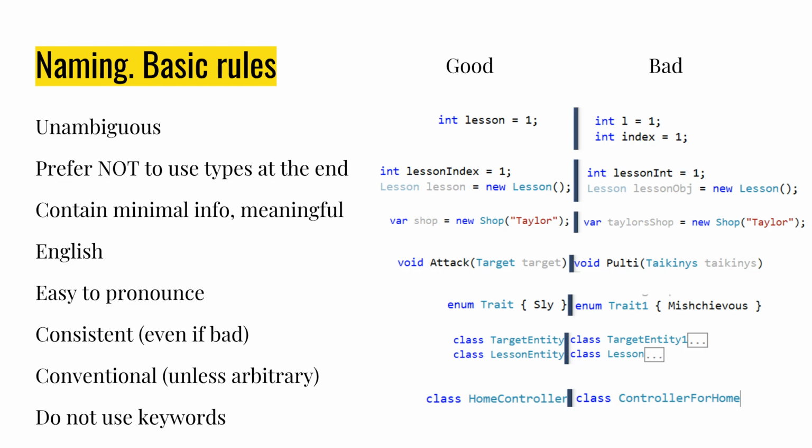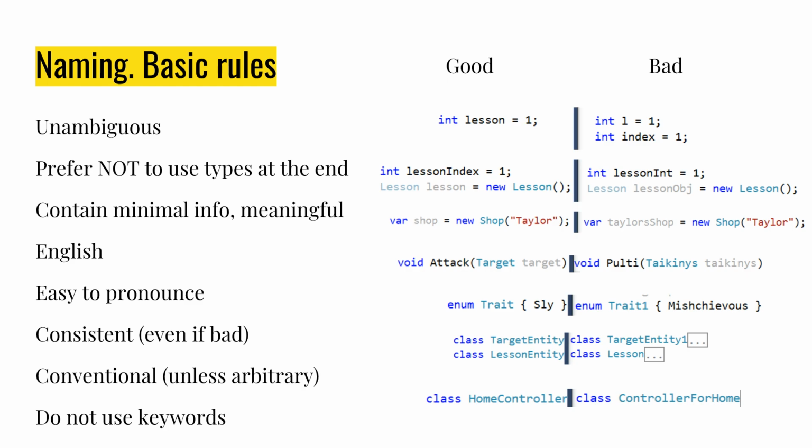Lesson says what it is, or what it is used for. So for an index, lesson means it's the index of a lesson. It becomes a bad example if I have a lesson object and a lesson index. So prefer not to use types at the end. Lesson int just says that it's an integer for a lesson, but it doesn't show purpose. Lesson index means that we will use it to iterate through the lesson. We say which index value of our lesson it is.